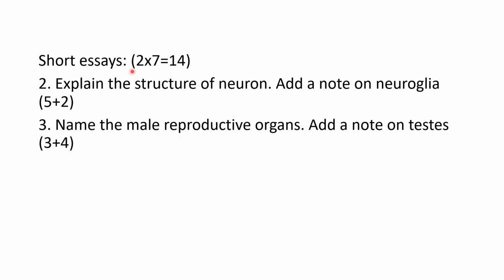The short essays were: explain the structure of neuron, add a note on neuroglia. Total mark was 7. The distribution was 5 marks for structure of neuron and 2 marks for neuroglia. The question number 3 was another short essay: name the male reproductive organ, which carried 3 marks, and add a note on testis, which carried 4 marks. So total 7 marks. In this video, as I told you already, we will see the answer key of these questions.